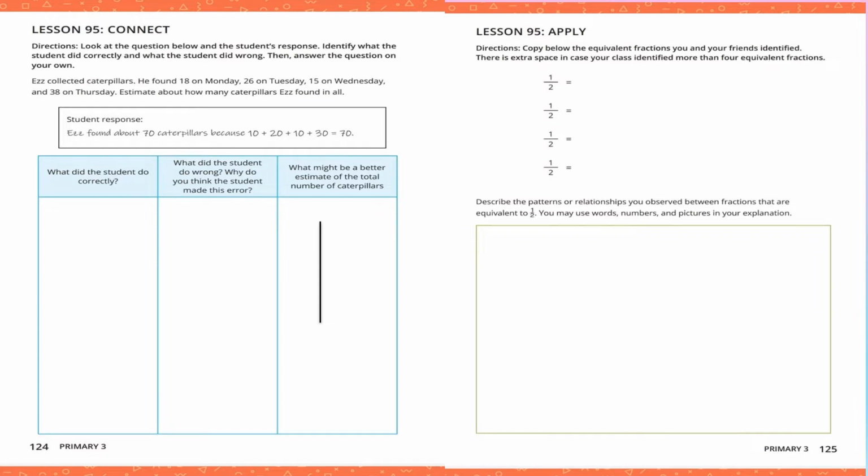Lesson 95. A student collected caterpillars. He found 18 on Monday, 26 on Tuesday, 15 on Wednesday, and 38 on Thursday. Estimate about how many caterpillars he found in all. Student response: He has found about 70 caterpillars because 10 plus 20 plus 10 plus 30 equals 70.